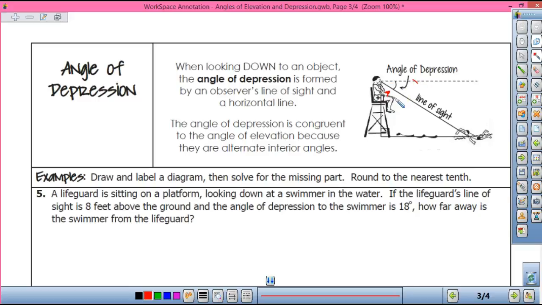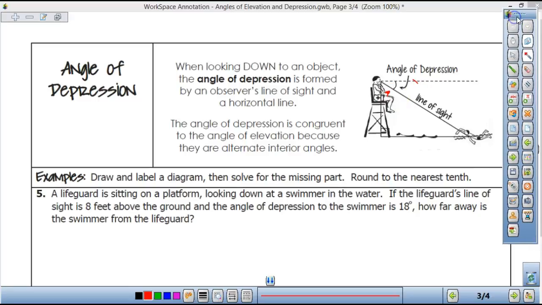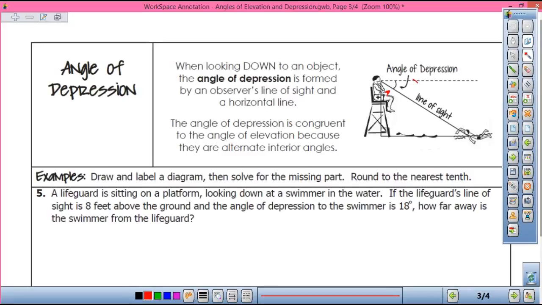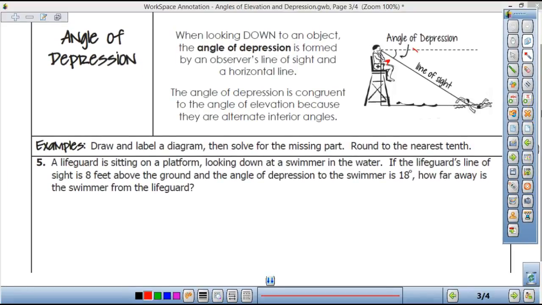So in number 5, I'm gonna use the picture because apparently they're better artists than me here. So the lifeguard sitting on the platform looking down at the swimmer in the water. If a lifeguard's line of sight is 8 feet above the ground, where would 8 feet go?